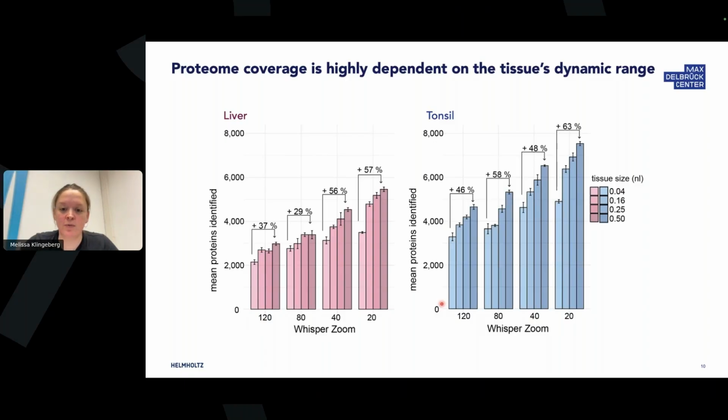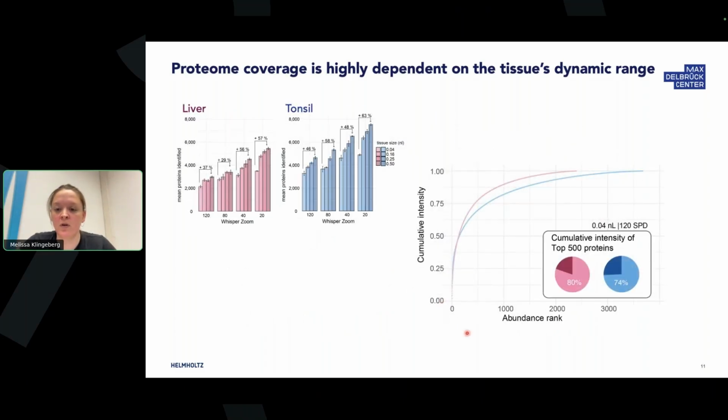And I think you can also appreciate here that the numbers look a little bit different, and this is why we chose those 2 different tissues, because we know that they have different dynamic range properties. So we know, for example, that when you look at the cumulative intensities of the top 500 proteins, this makes up 80% of the intensities in the mass spec for the liver, and only 74% for the tonsil. So you have in liver these really high abundant proteins that cover the signal of the lower abundant proteins.